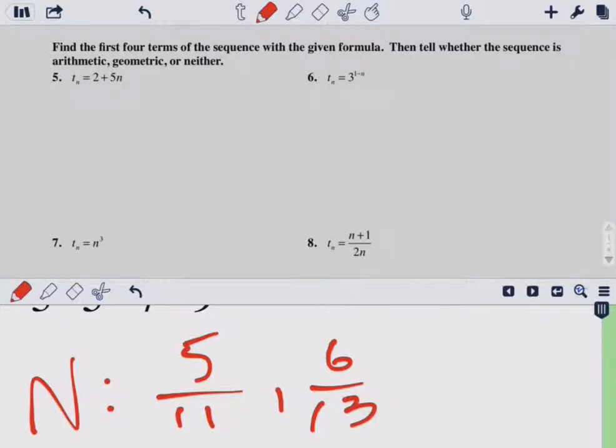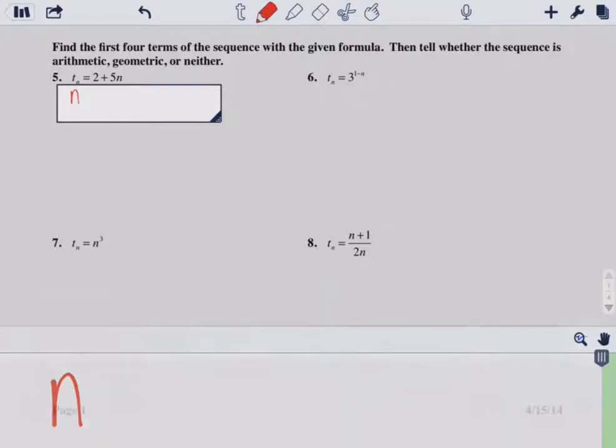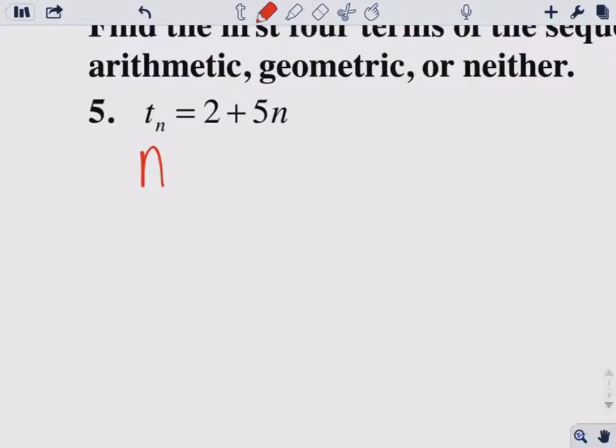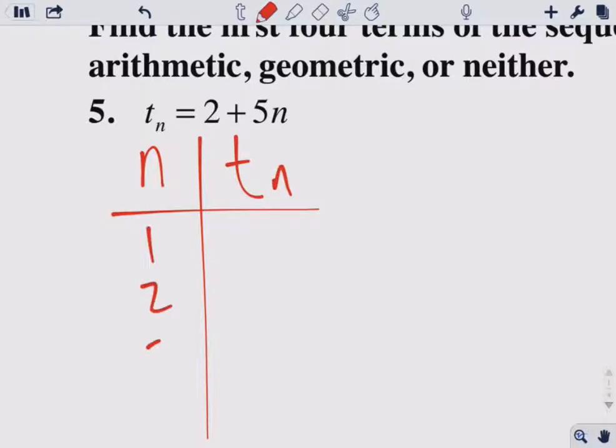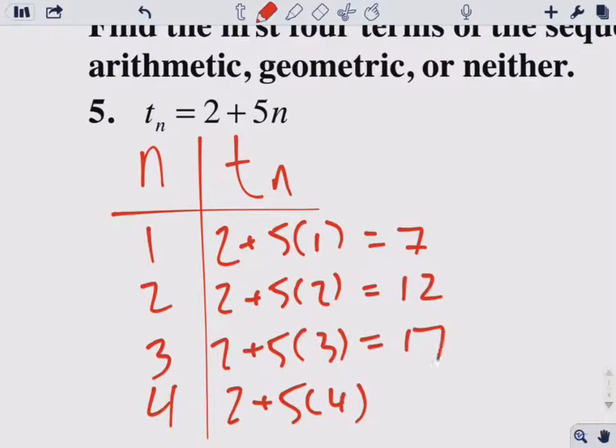First four terms of the sequence with the given formula. This is our table problem, n and t sub n. Okay, remember 1, 2, 3, 4 is our first four terms. We plug in for n. Okay, I won't do this for all of them, but I'll set you up the first time like that. And so we get 7, 12, 17, and 22.